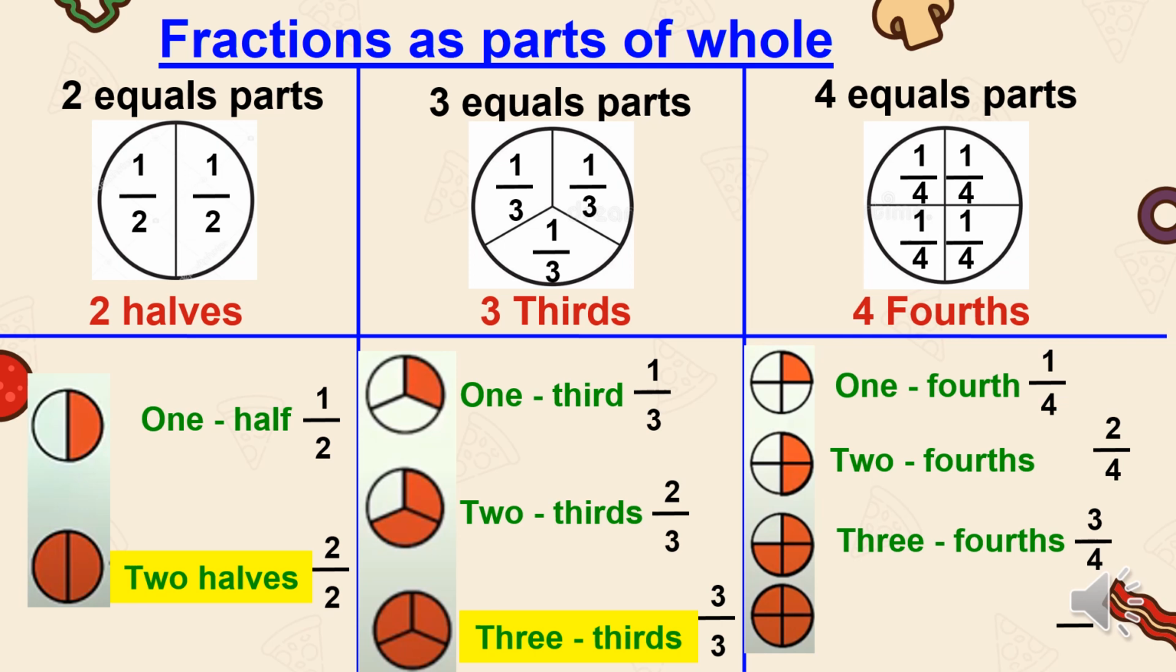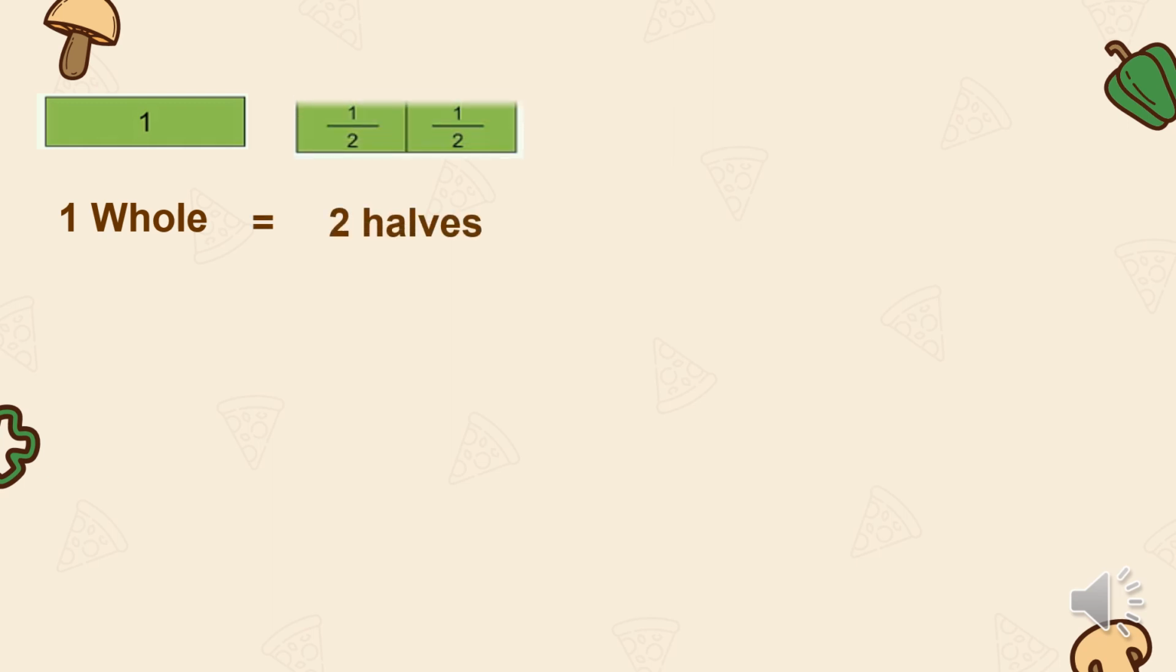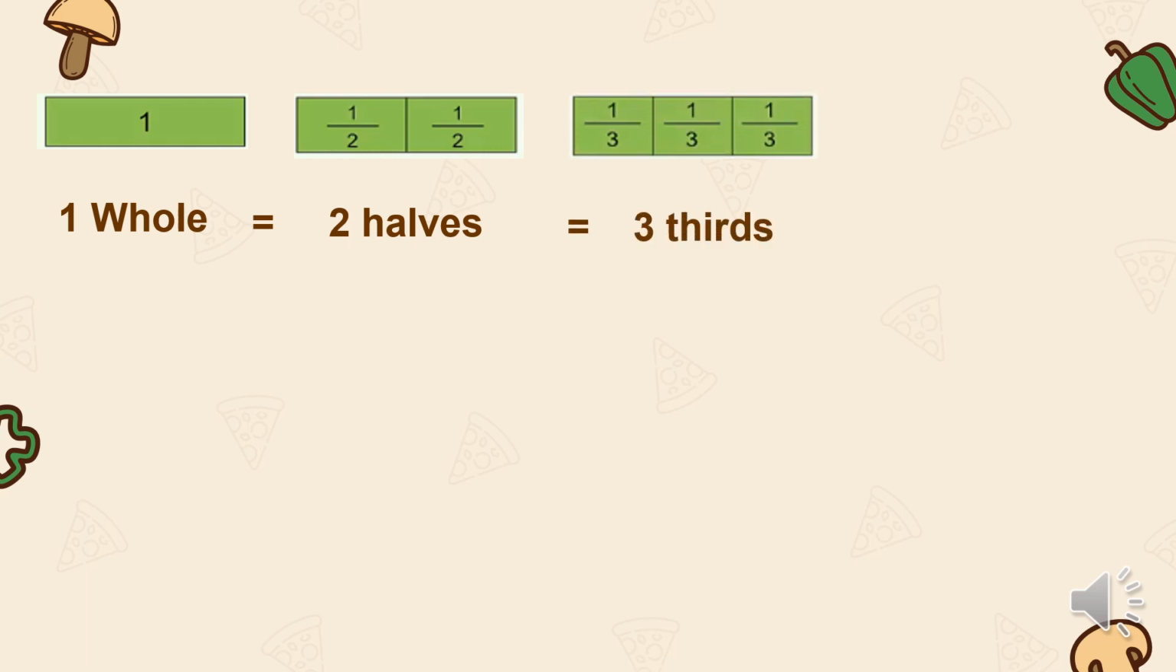The last circle, we have total parts 4, color parts 4. The fraction is 4/4, or we can say 4 over 4. As we said before, if we have one whole, one complete part, then we divide it into two equal parts, so we have now two halves. And if we divide one whole into three equal parts, we have now 3/3. Again, if we divide one whole into four equal parts, we have now 4/4.